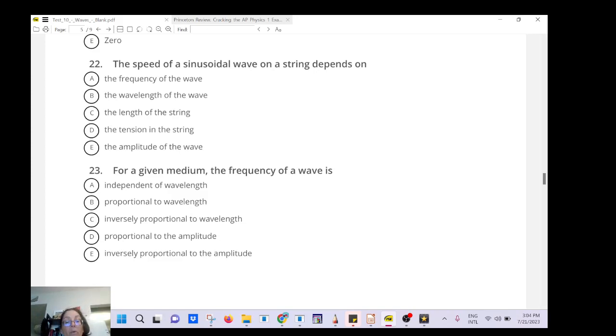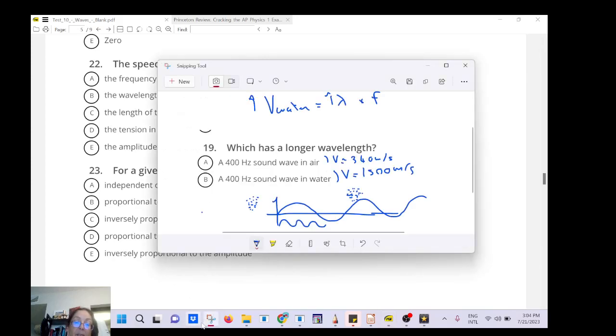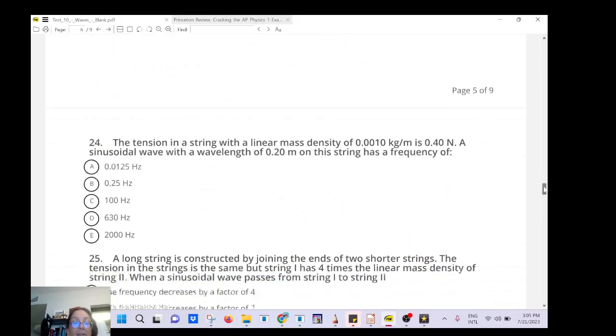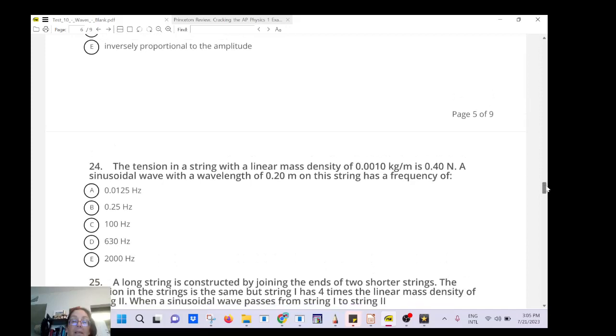So look at the wording. It says for a given medium. So it means for a given tension and for a given mass per unit length. So that means the speed is constant. So if the speed is constant, V equals lambda times f. So this is a constant here, so I cannot change that. So the frequency is the speed divided by lambda. So the frequency is inversely proportional to lambda. Okay? So these are conceptual questions, but they are not that easy.